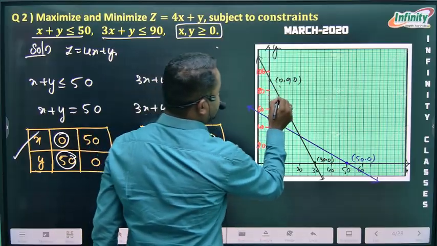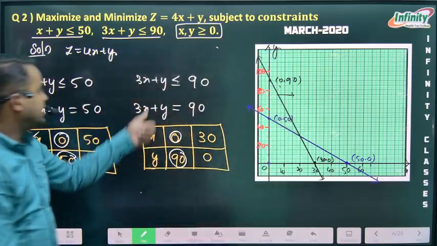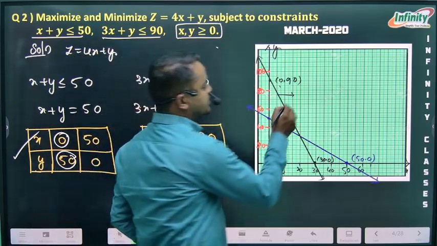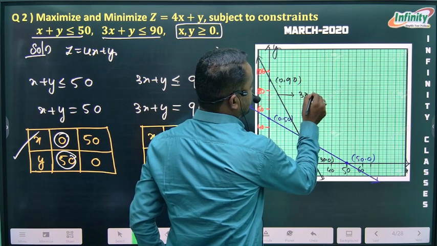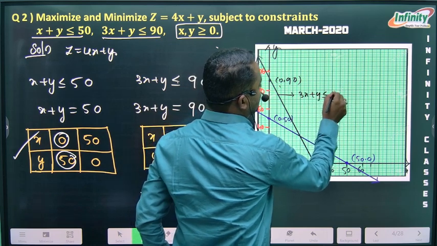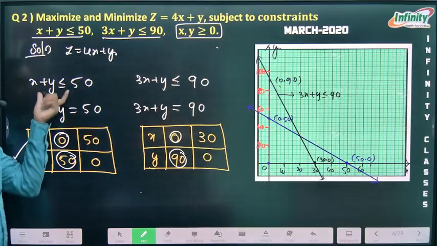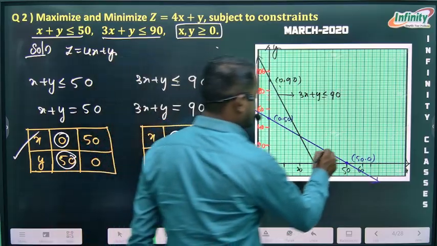So write the equation for this one. What is the equation of this line? 3x plus y is less than or equal to 90. And the equation for this blue line is x plus y is less than or equal to 50.